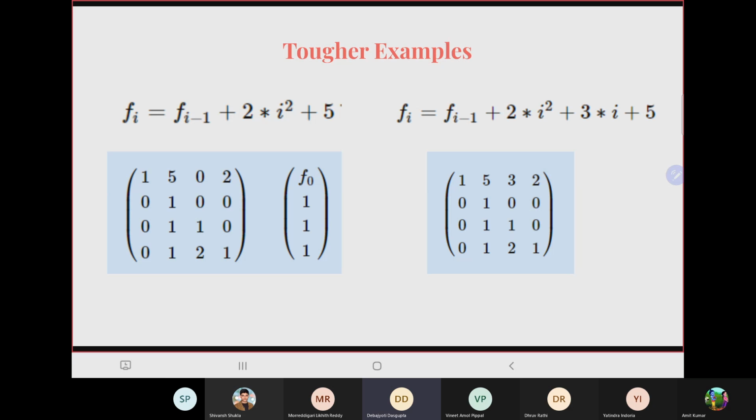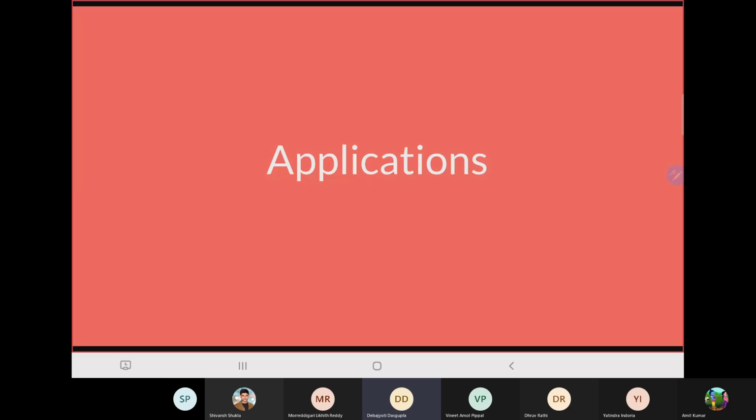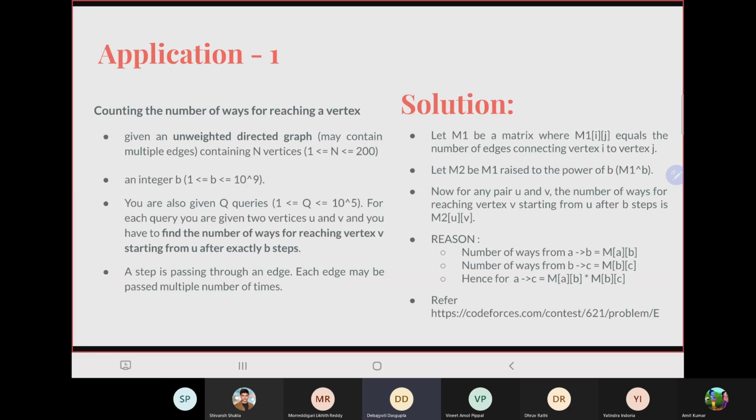You can try these examples out and see for yourself. You can practice this. Now we will talk about some applications. Where are these matrix multiplication questions being applied?